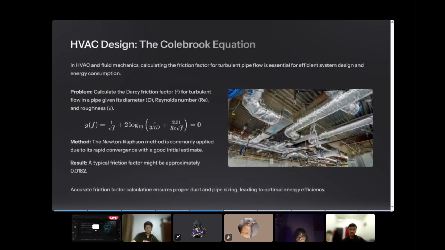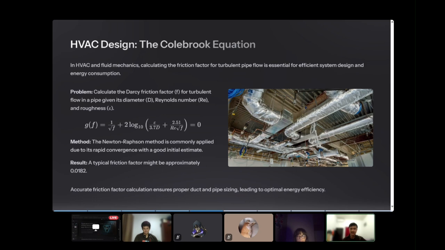HVAC design, the Colebrook equation. In HVAC and fluid mechanics, calculating the friction factor for turbulent pipe flow is essential for efficient system design and energy consumption. The problem is calculating the Darcy friction factor f for turbulent flow in a pipe given its diameter d, Reynolds number Re, and roughness epsilon.